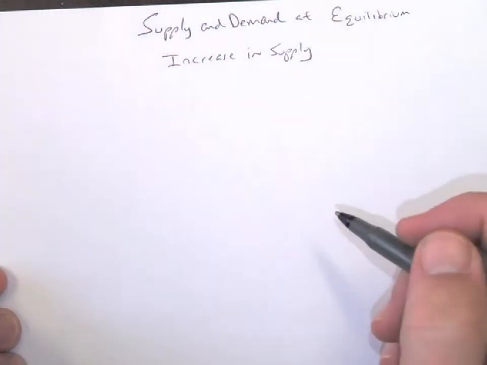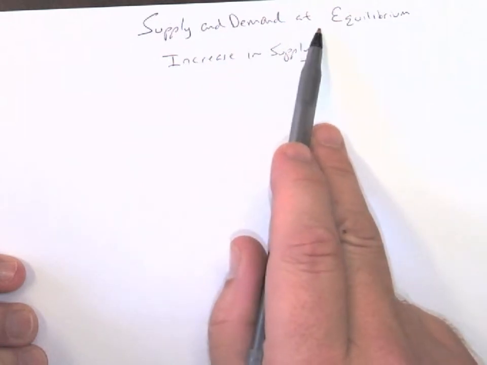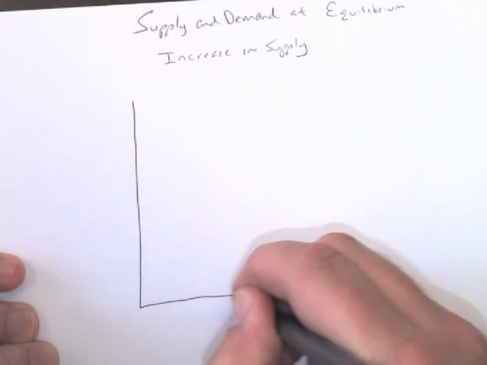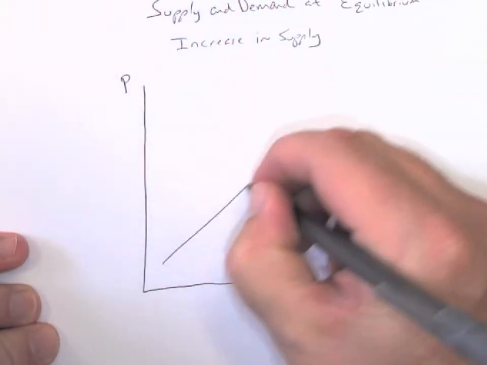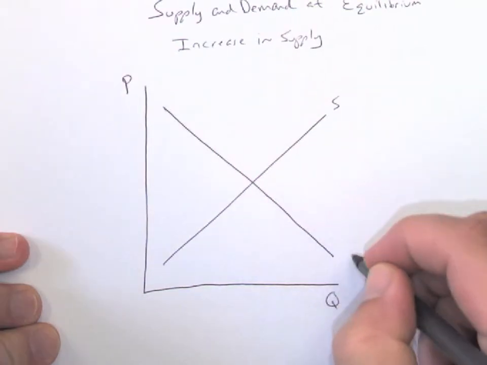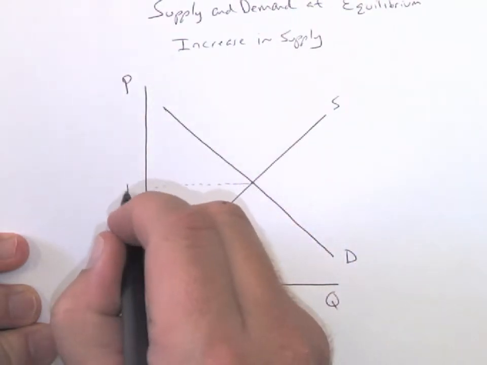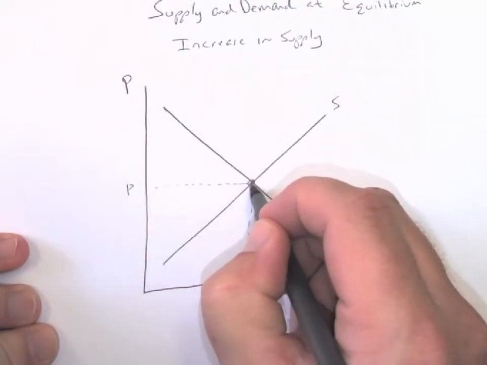Okay, in the last video we looked at an increase in demand at equilibrium. So now we're going to do supply and demand at equilibrium with an increase in supply. So once again, we have our basic graph with our price, our quantity, our supply, our demand. Now where they cross at equilibrium will give us our price and our quantity where voluntary exchange took place.